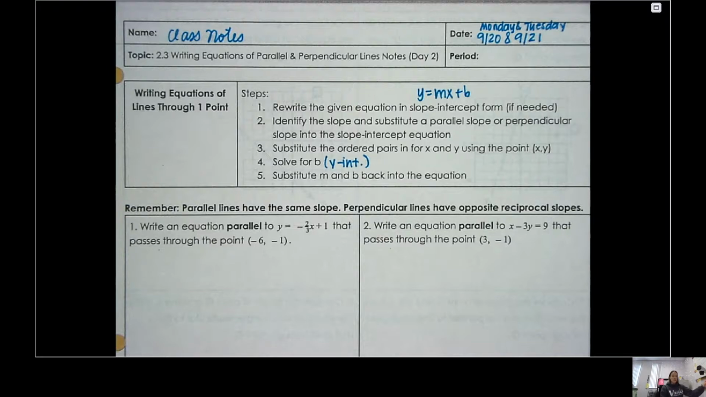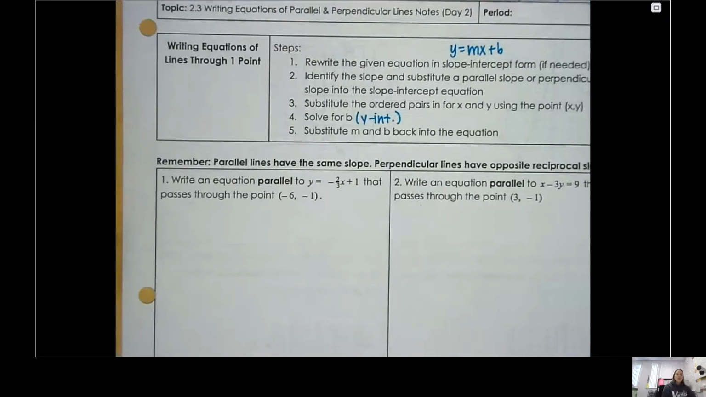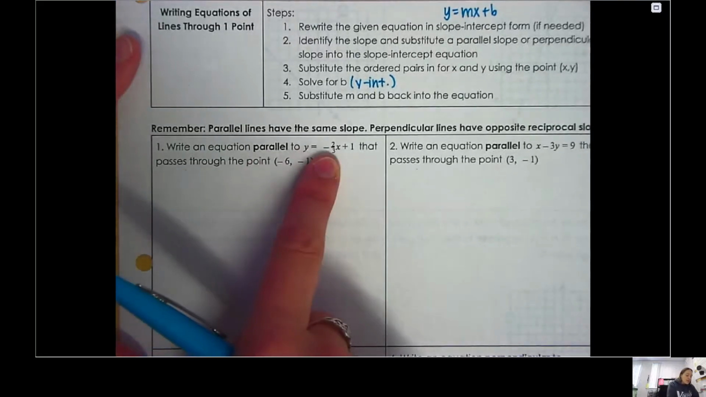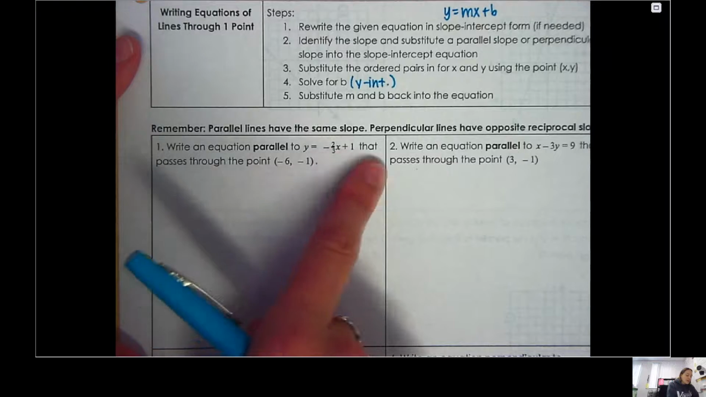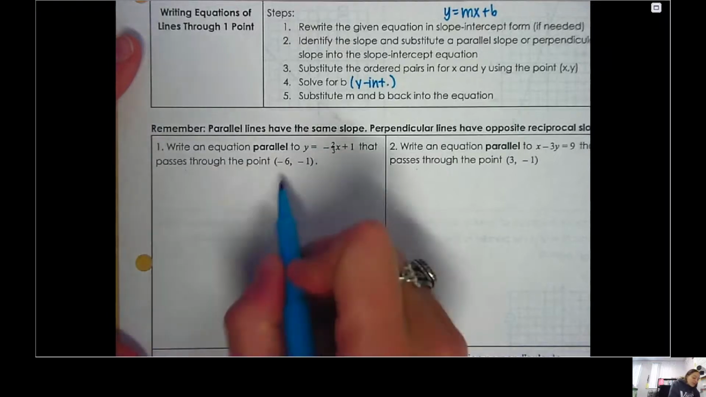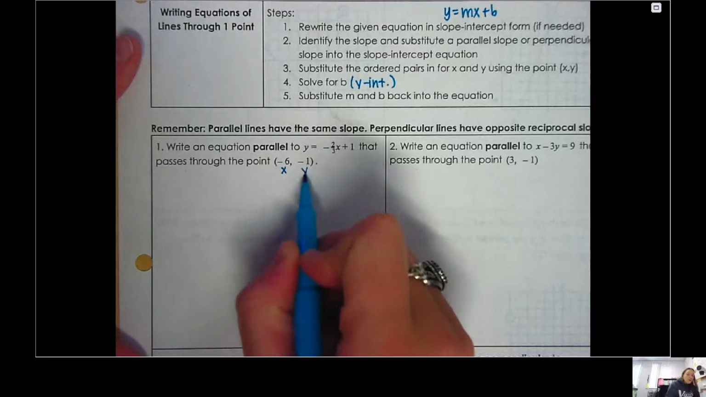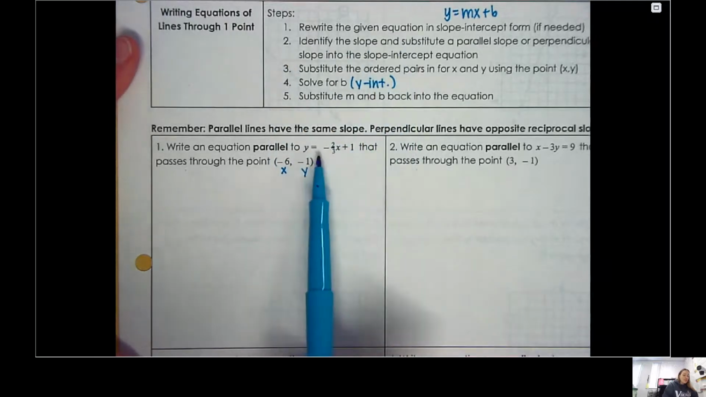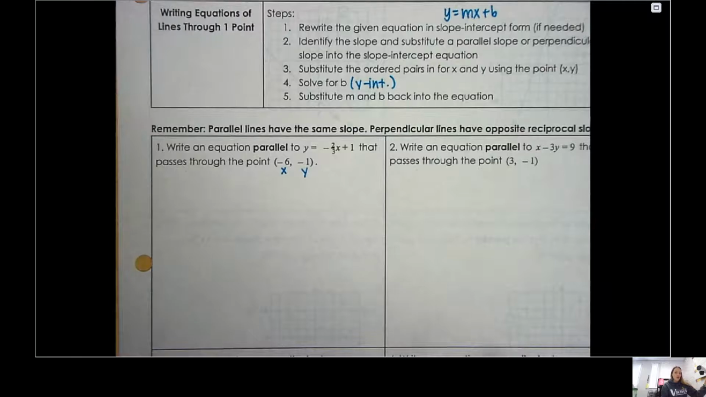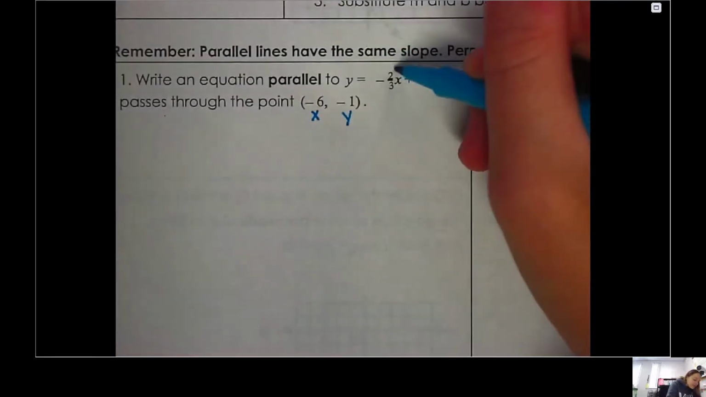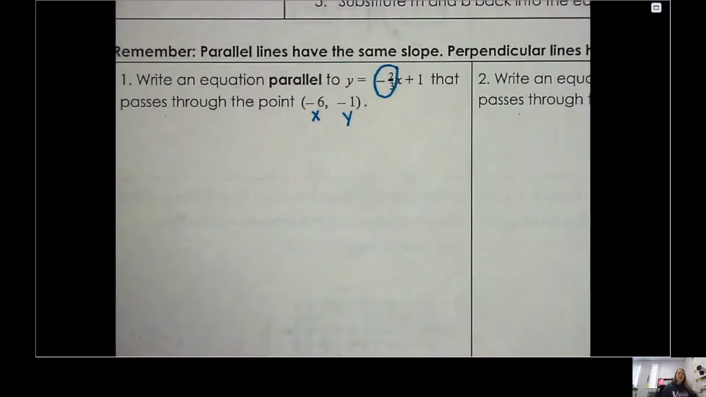So let's take a look at number 1. Write an equation of a line parallel to y equals negative 2/3 x plus 1 that passes through the point negative 6, negative 1. So the negative 6 and the negative 1 are my x and my y values, right? It's like a point that I can graph on a line. I do not need to do step 1 because it's already written in slope-intercept form for me. So the slope of this equation is negative 2/3. It's given to me right here.